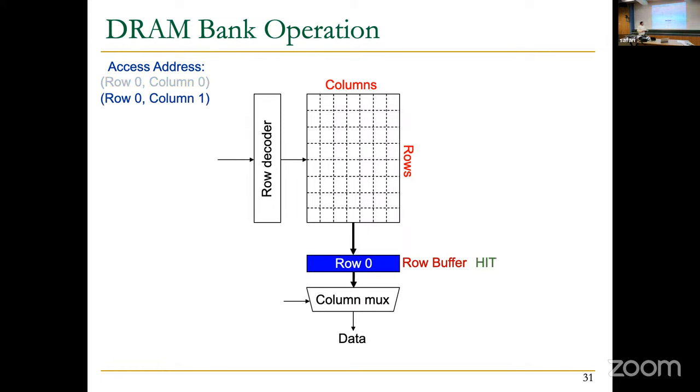Now, when another request arrives, this is a row buffer hit because it targets the same row that's in the row buffer. It turned out to access the same row as the previous request, and it accesses a different column, so we can serve it very fast through the row buffer as a row buffer hit.